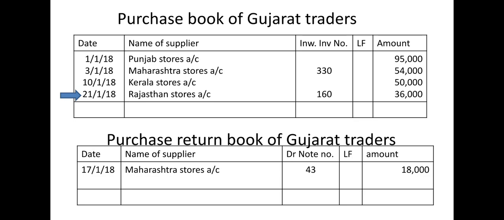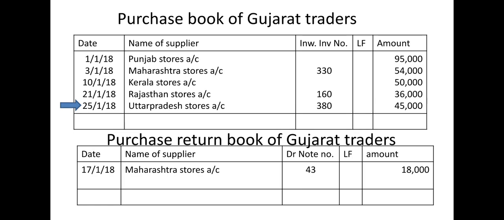In that also we are taking goods. We are buying goods from Uttar Pradesh stores. Okay, so let's write down one more transaction in purchase book. Date 25, Uttar Pradesh stores, bill number 380 and amount 45,000 after deducting 10% discount.